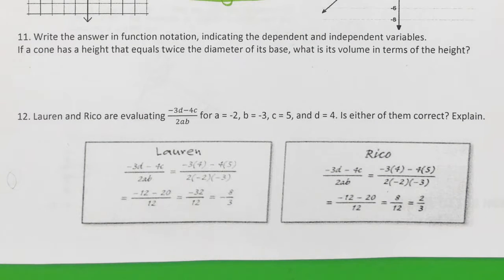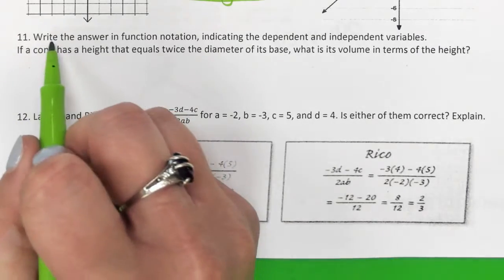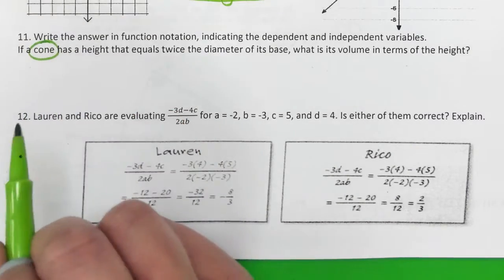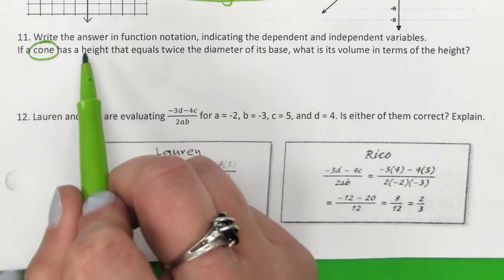So on number 11, do not freak out about number 11. Let's read the second sentence and let's see what we're talking about. What kind of shape are we talking about on number 11? We're talking about a cone, right? What's it say about that cone right after that?